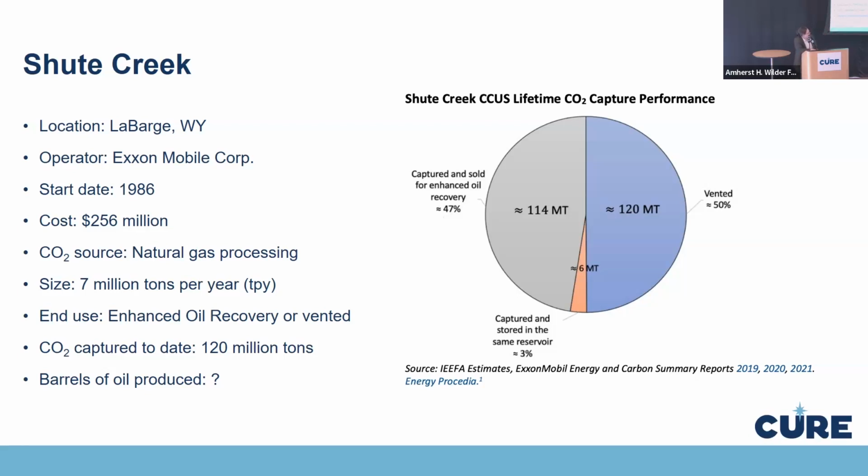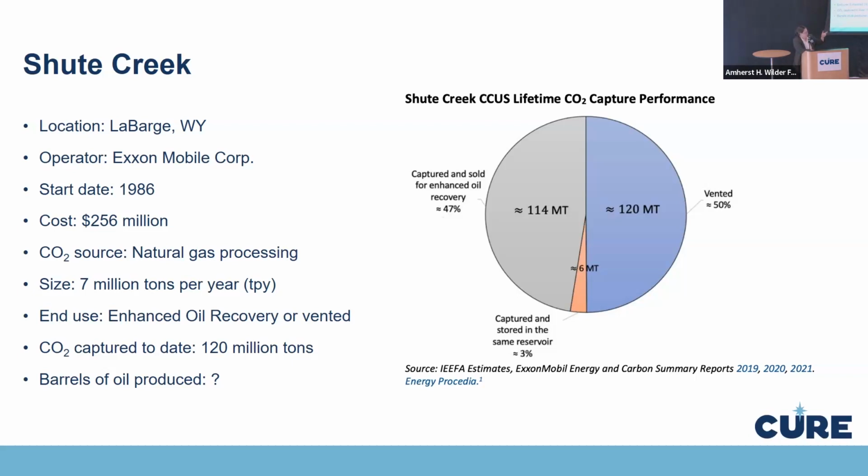So what this pie chart on the right is showing you is that because Shute Creek and many others like it are so closely tied to the oil industry, if it doesn't make economic sense to sell your CO2 to an oil producer who wants it for enhanced oil recovery, there's not really a lot of incentive to do anything with it, like store it. So oftentimes it will just be vented, which means it's emitted into the atmosphere anyway.